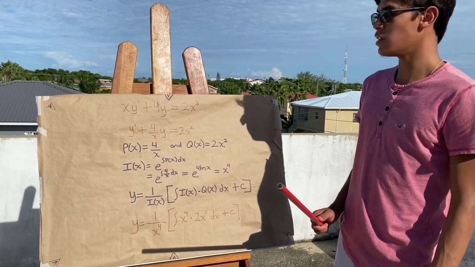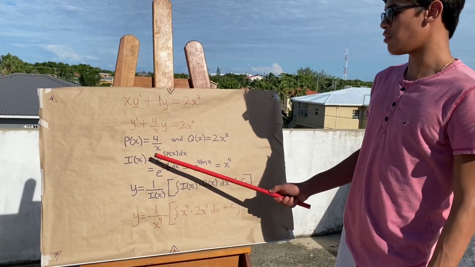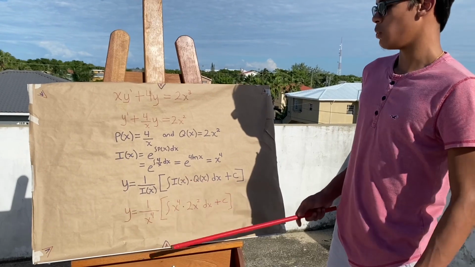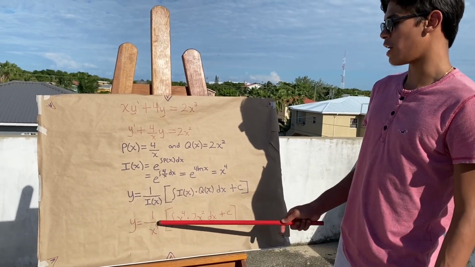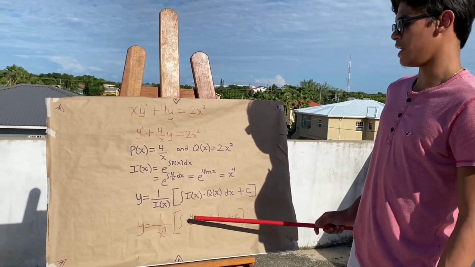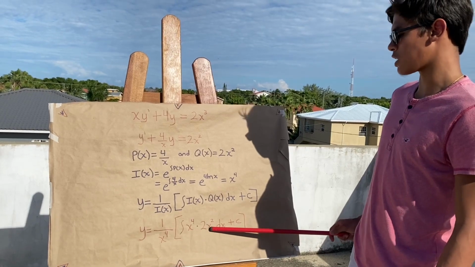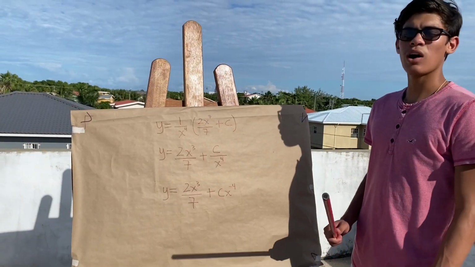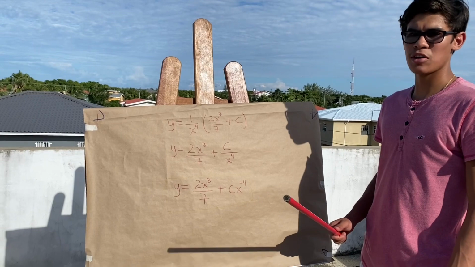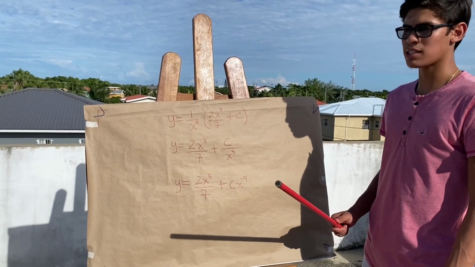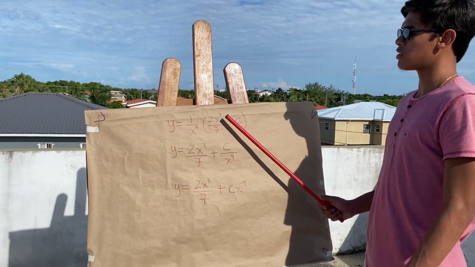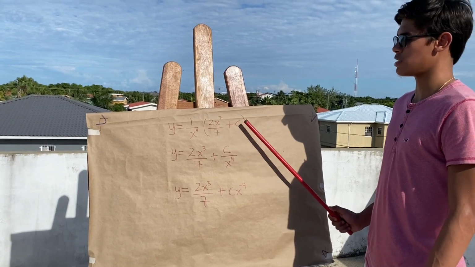So substituting the values of q of x and I of x back into this equation, we'll get y equal to 1 over x to the 4th multiplied by the integral of x to the 4th times 2x squared dx plus c. So after solving the integral of x to the 4 times 2x squared dx, we are left with 2x to the 7 over 7 plus c.